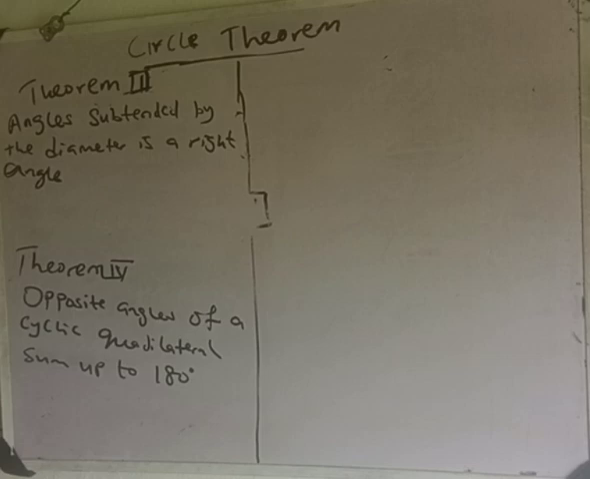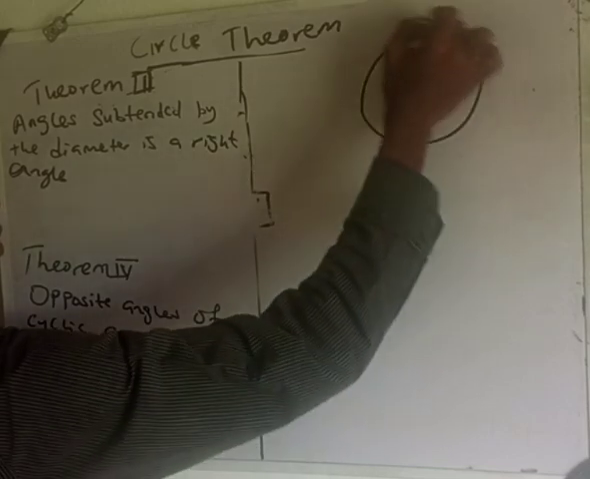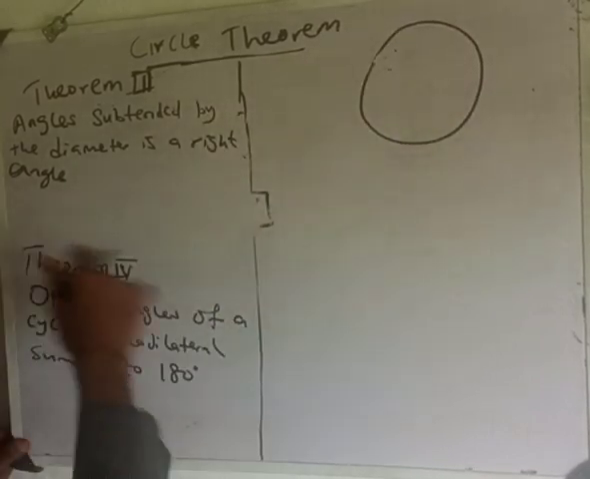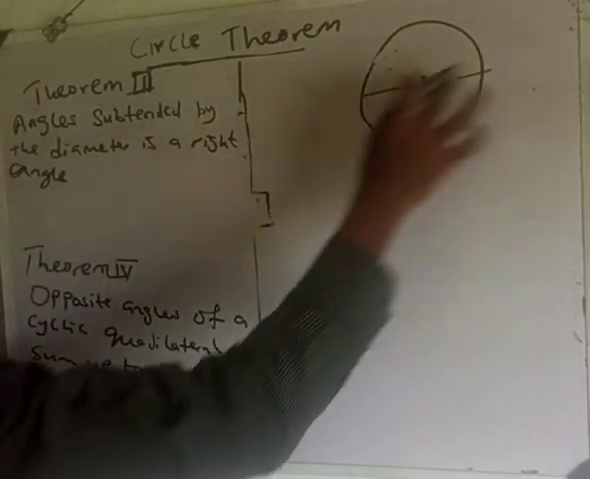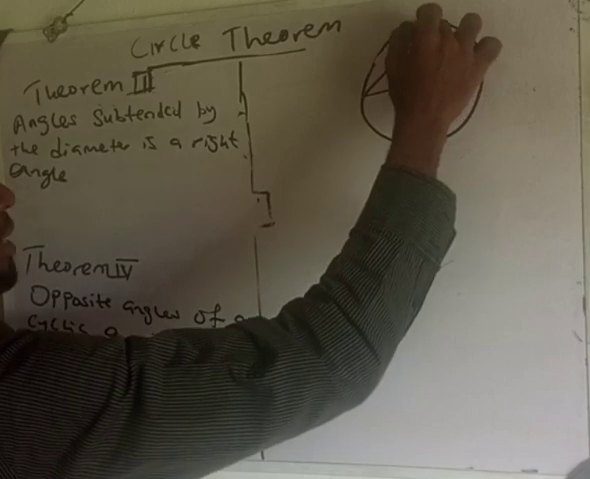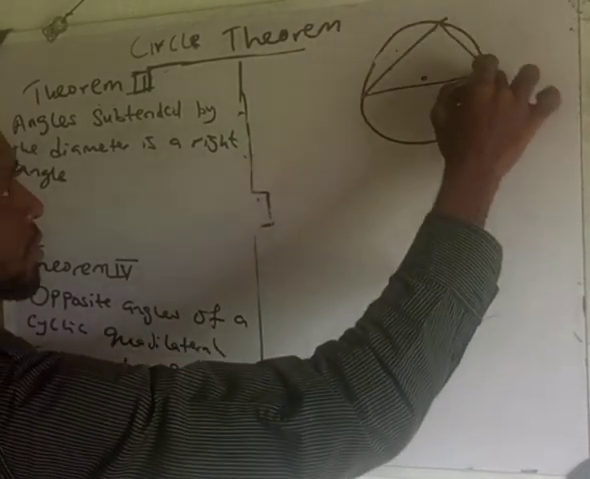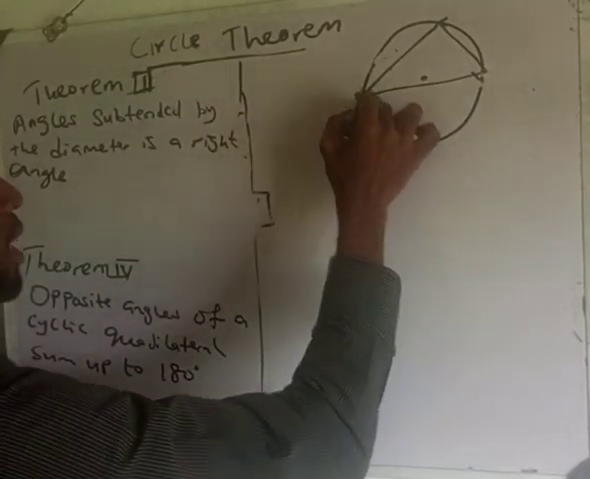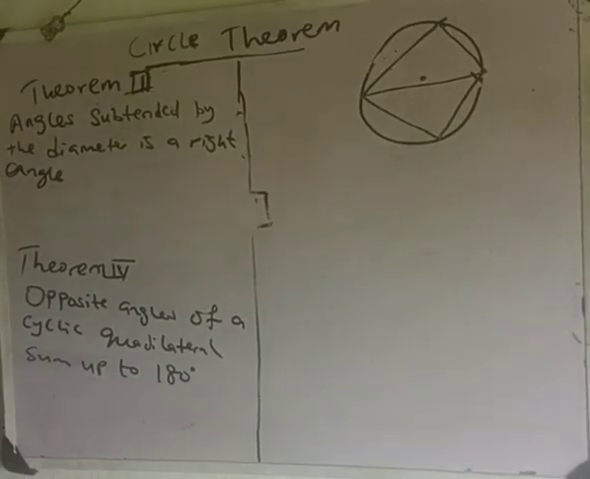The first theorem we are going to be looking at today says that the angle subtended by the diameter is a right angle. Remember, to prove this, we just make use of that first theorem. Let's say this is the diameter. If this is the diameter, any angle it subtends at the circumference will be a right angle.